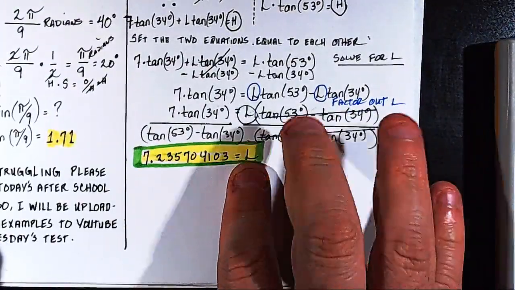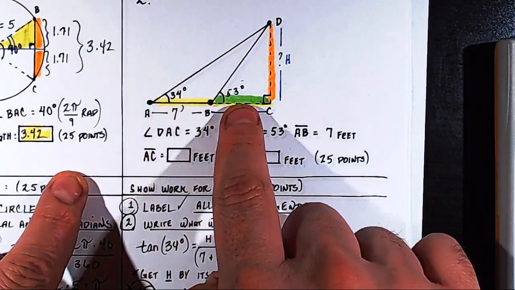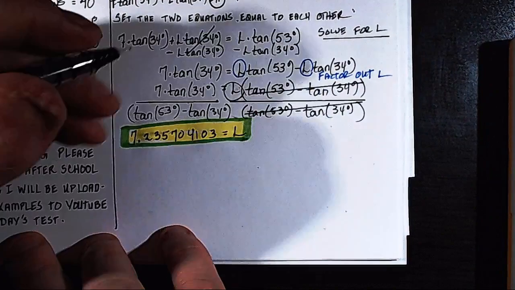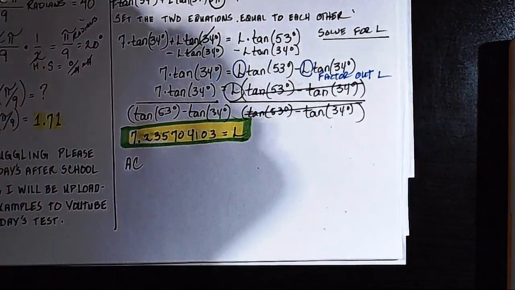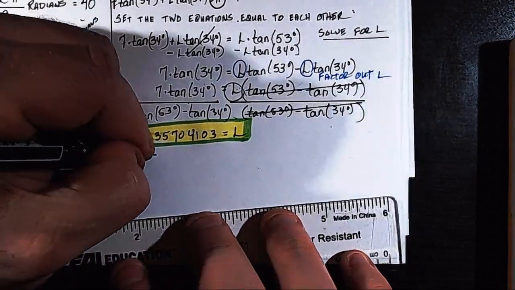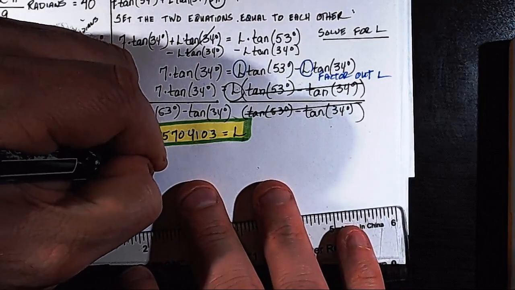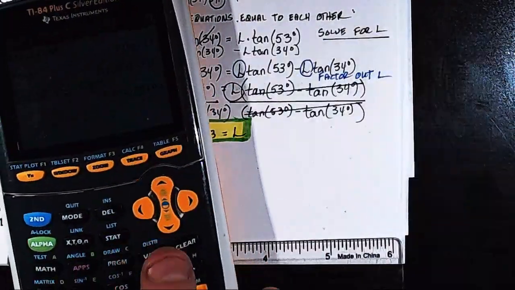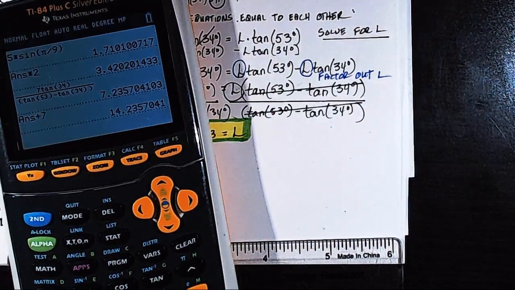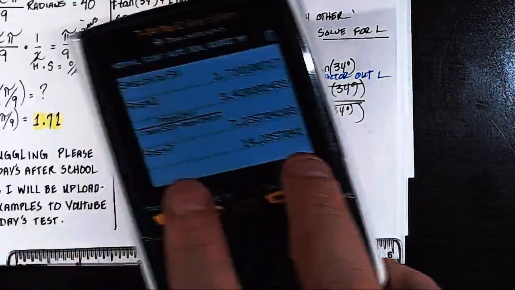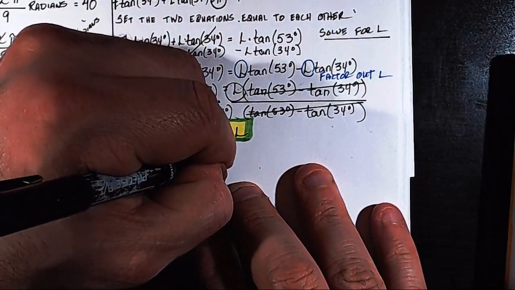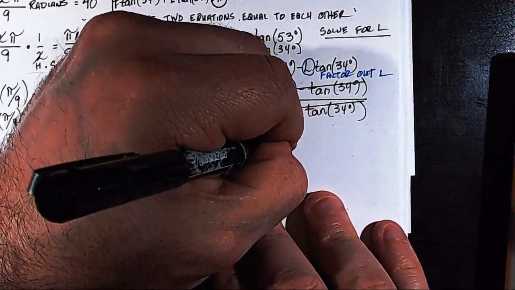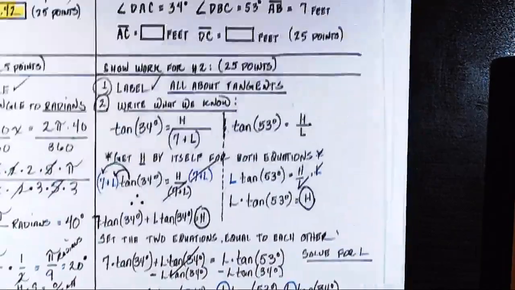If that's L and the whole base is 7 plus L, then that whole bottom segment AC equals 7 plus L, which equals, now that I have L, just add 7 to it, 14.2357041 feet. Okay, so that is the full base.